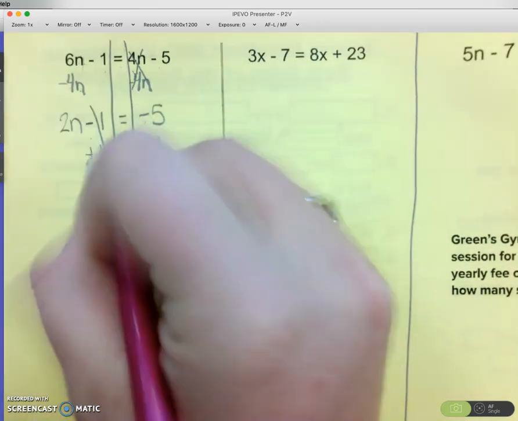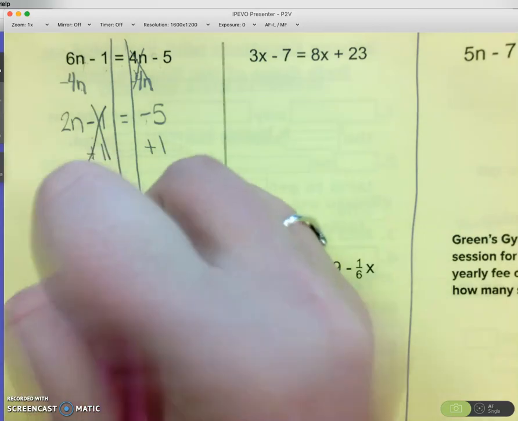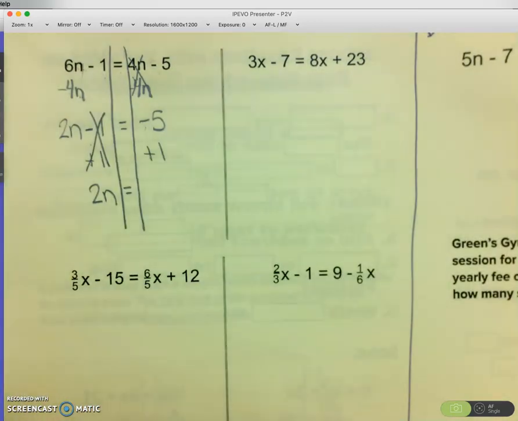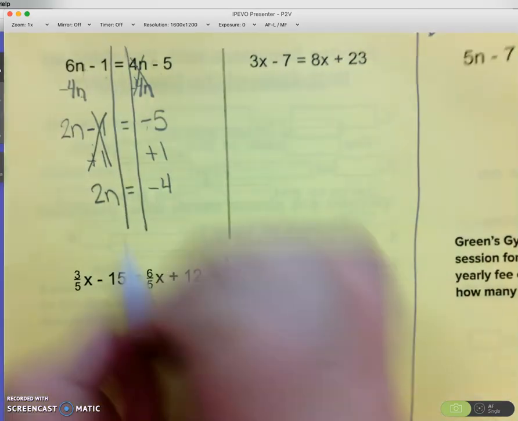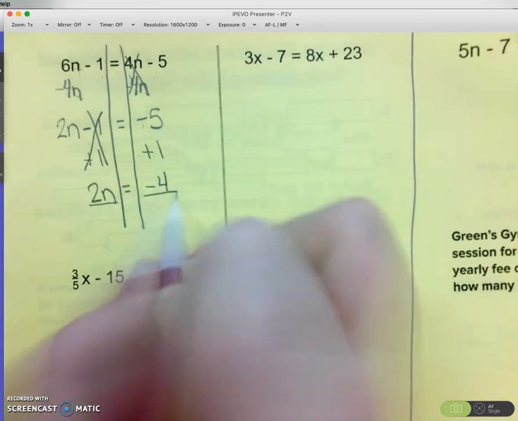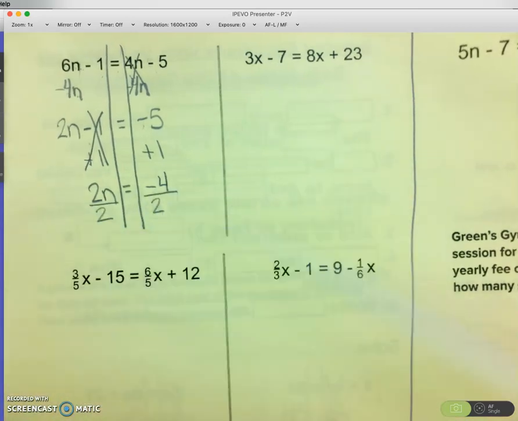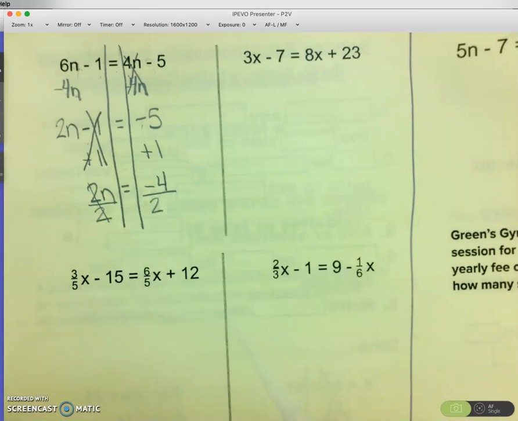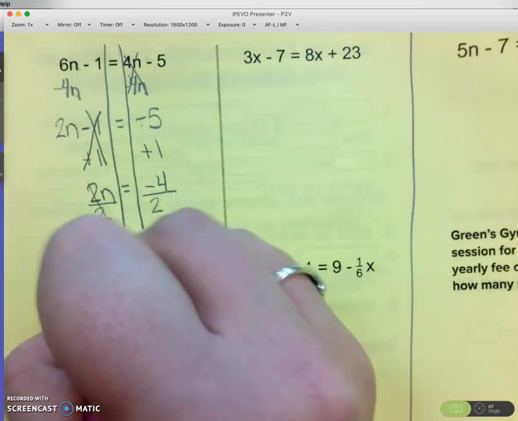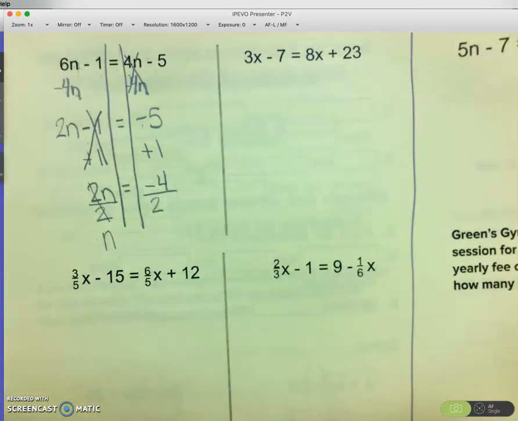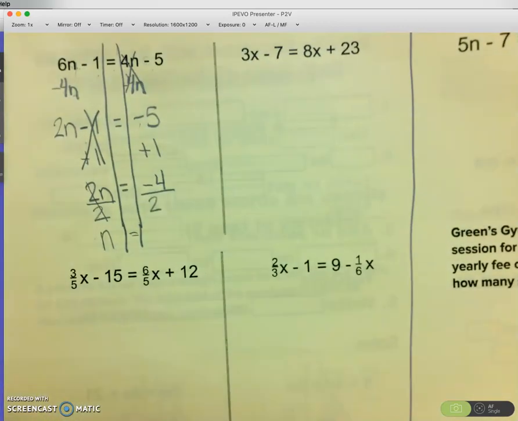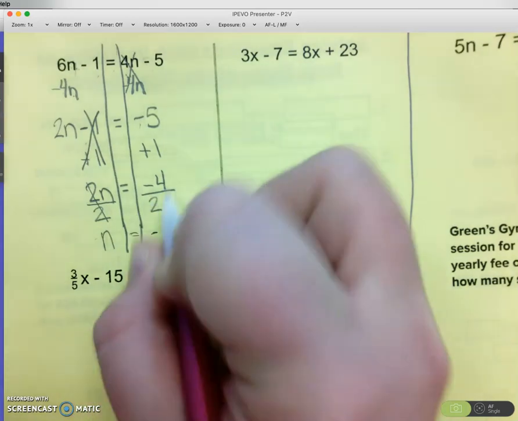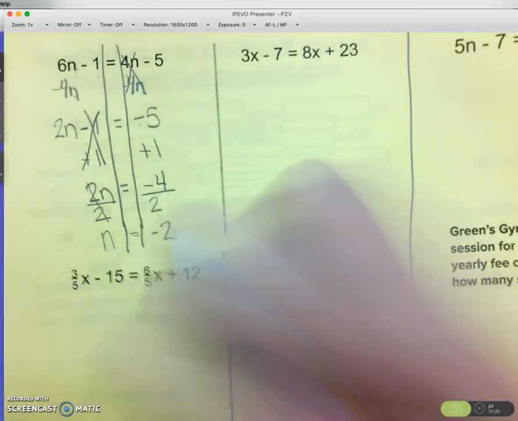So here, that goes away. 2n equals, I have a negative 5 and I add 1 to it, so I get negative 4. I'm going to divide both sides by my coefficient, or the 2, to get, these will cancel out and become 1. So 1n equals, again, use a calculator, negative divided by positive is a negative, 4 divided by 2 is 2.